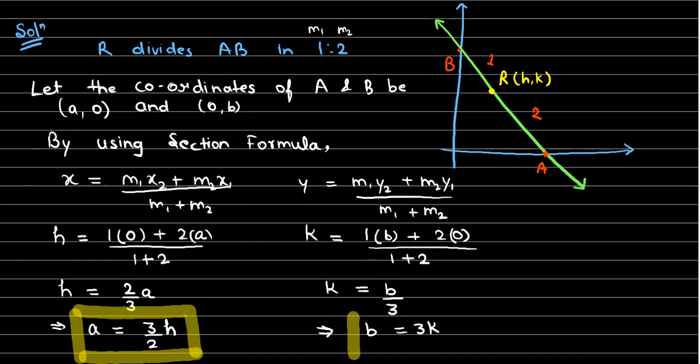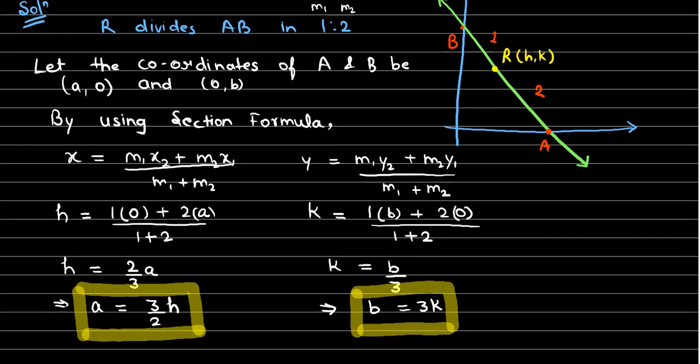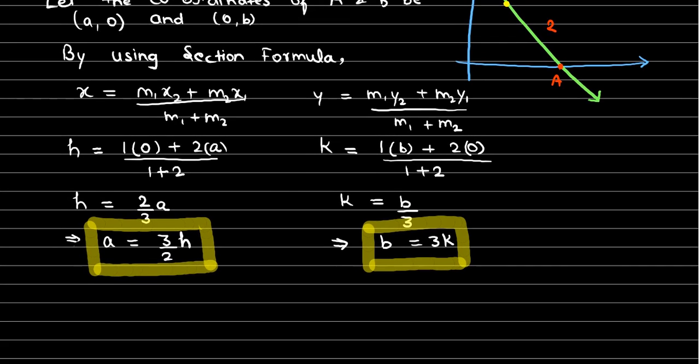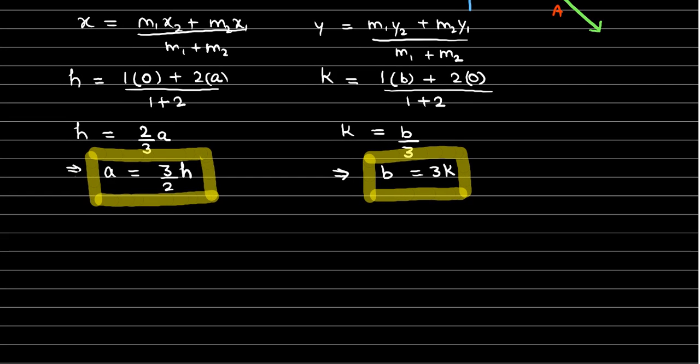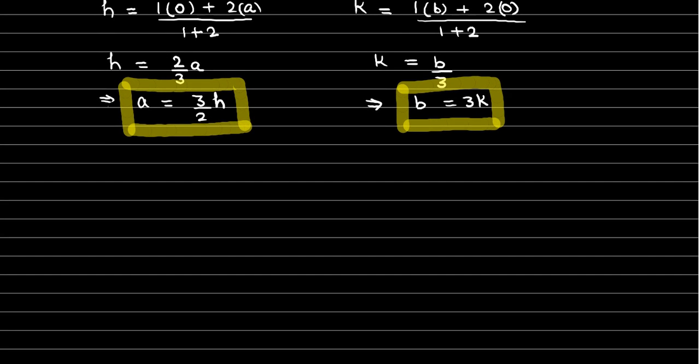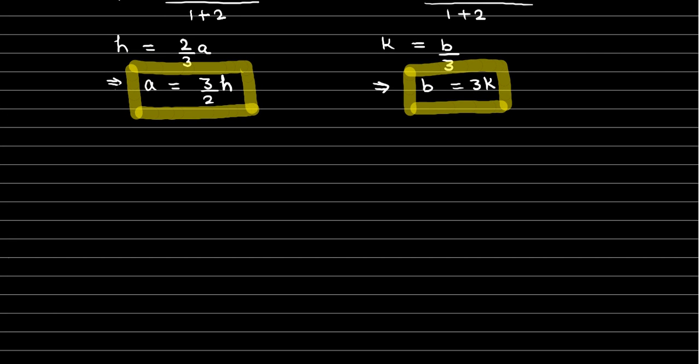Yes, we can write it very easily. Since we have the x-intercept and the y-intercept, we can write down the equation. So let's write it. So this time, equation will be x over 3 by 2 times h plus y over 3k equals to 1, which can be written as 2 upon 3 x upon h plus y over 3k equals to 1.